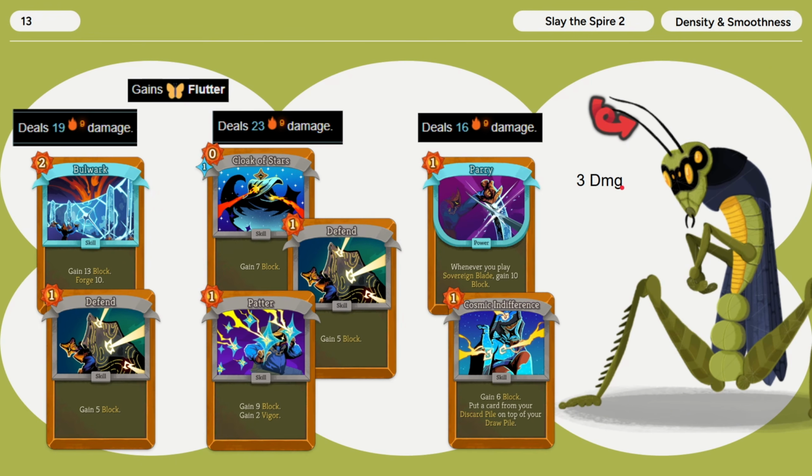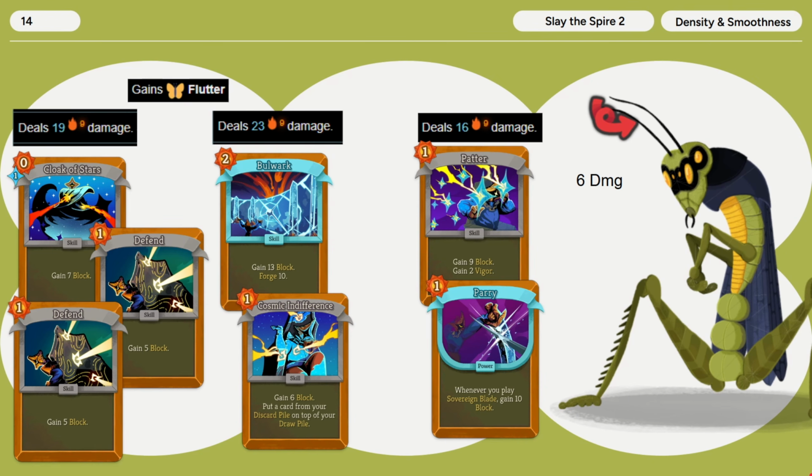And then I can put my Sovereign Blade back on top and play Sovereign Blade again on turn 5 when it's trying to escape. If you go through the fight in this way, you'll take 3 damage on turn 1, you'll take no damage on turn 2, and you'll take no damage on turn 3. Now, that's not guaranteed, of course.